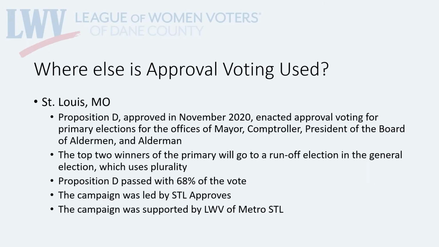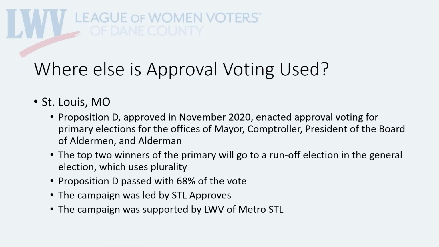Where else is approval voting used? St. Louis, Missouri passed Proposition D this November 2020 with 68% support. Proposition D enacts approval voting for the primary race for mayor, comptroller, president of the Board of Aldermen, and individual alderman races. The top 2 winners of the primary then go on to the general election, which uses plurality voting. The campaign for Proposition D was led by STL Approves and supported by LWV of STL Metro.